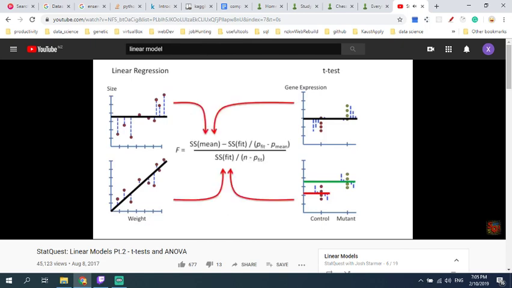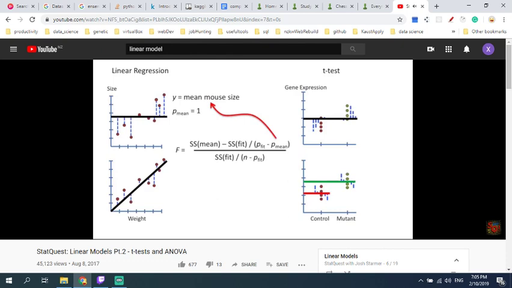Now we can just plug these things into our equation for F. F will lead to a p-value. For the linear regression, p-mean refers to the number of parameters in the equation for the mean mouse size. That's one parameter. In the t-test, p-mean refers to the number of parameters in the equation for the mean of the gene expression. That's also just one parameter.